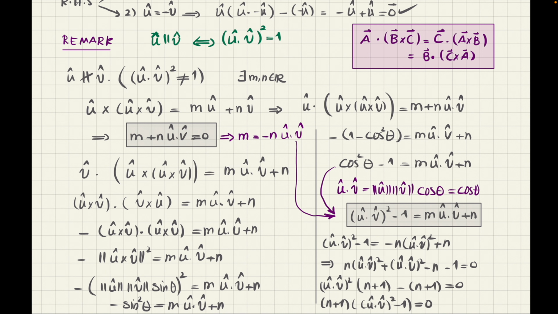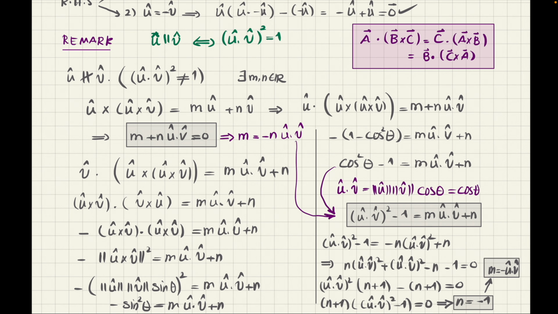So this will tell me that either the first one is 0 or the second one is 0. But the second one cannot be 0 because I am assuming that u and v in this case are non-parallel vectors. So the second bracket is not 0. So it means that there is only one possibility in this case, and that is n equals minus 1. Okay, and when n is equal to minus 1, I will take it and put it here. I immediately find that m is negative u dot v. So this means that, let me write it just here, m is negative u dot v. So this is my m.